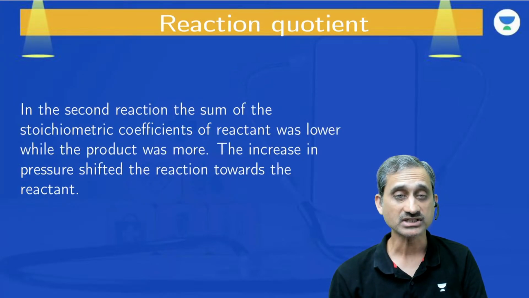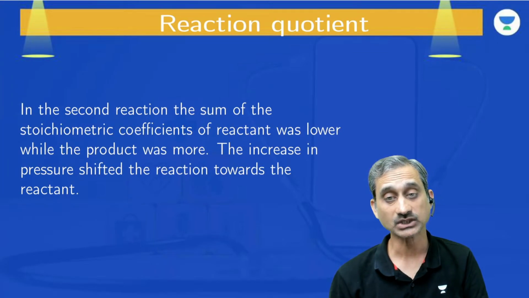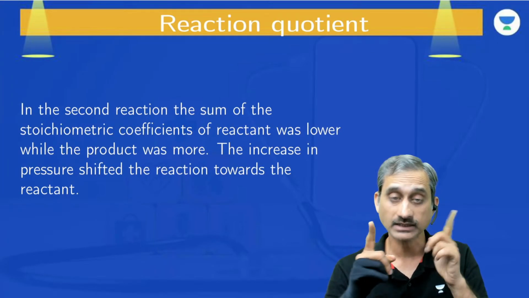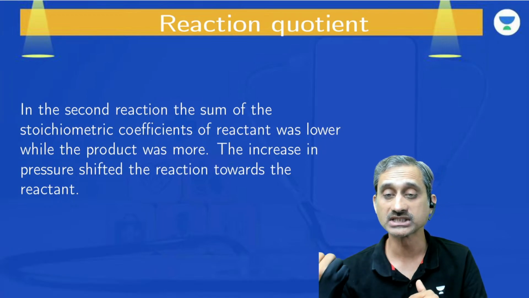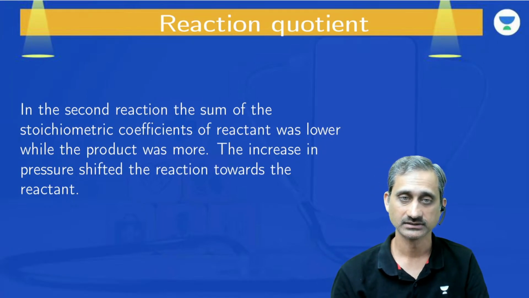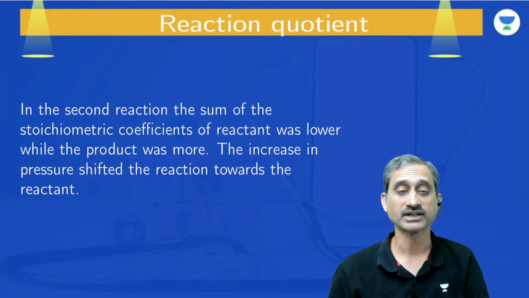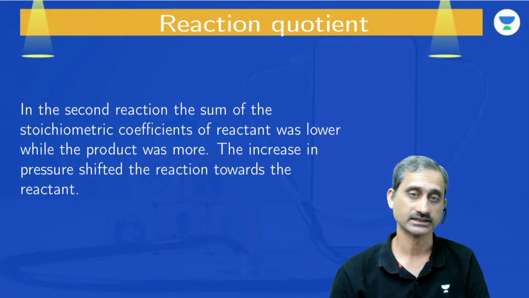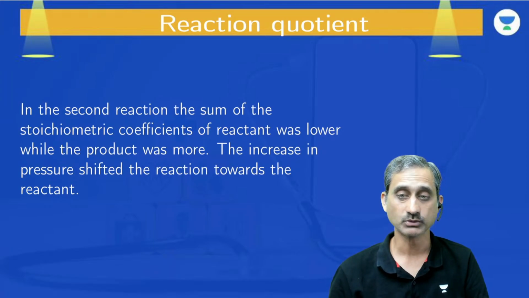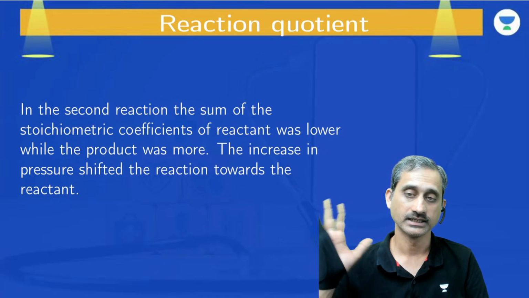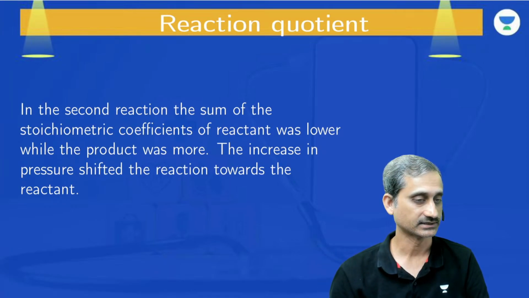In the second reaction, the sum of the stoichiometric coefficients of the reactants was lower, while that of the products was more. We had 2 moles in the product and 1 mole in the reactant. The increase in pressure shifted the reaction towards the reactant. 2 moles in product, 1 mole in reactant. Increased pressure shifts towards the reactant.